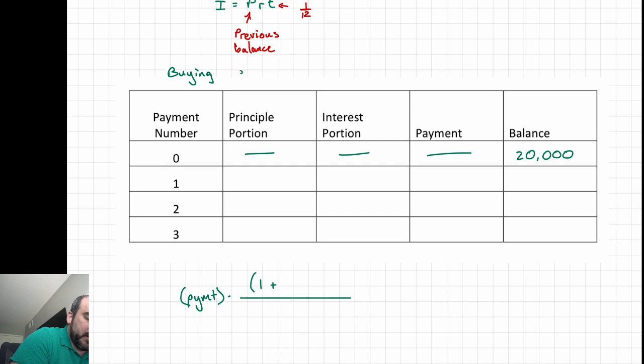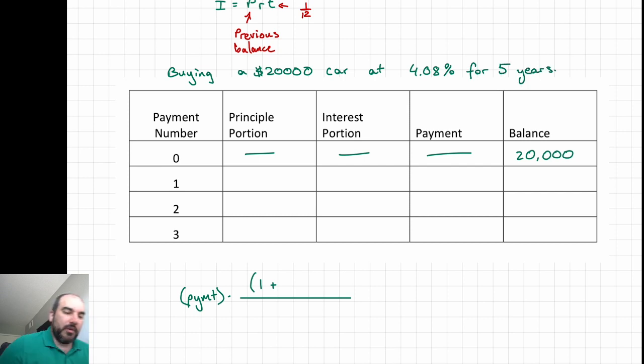Buying a $20,000 car at 4.08% for 5 years. So I'm going to use the same numbers that you're going to use in your example, but it's going to be a $20,000 car instead.